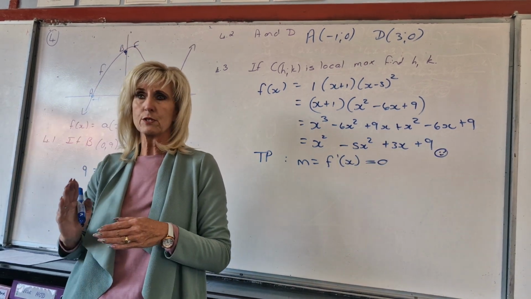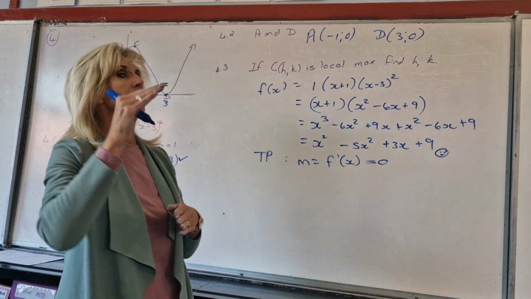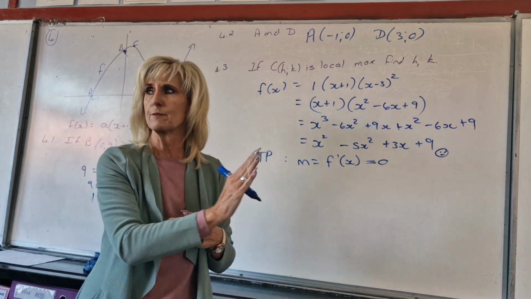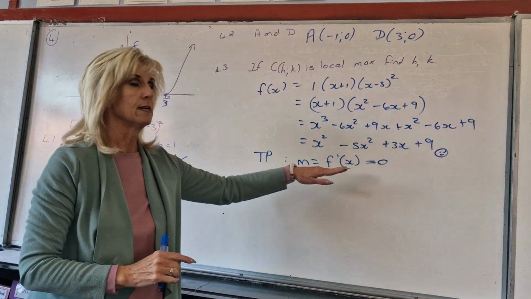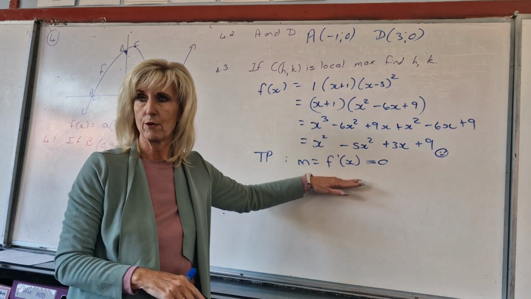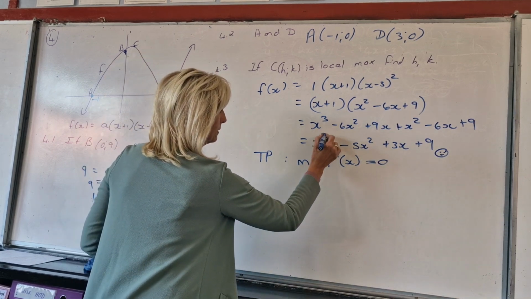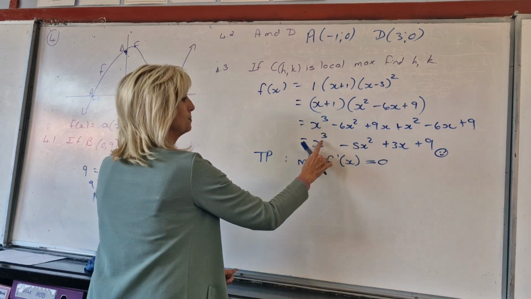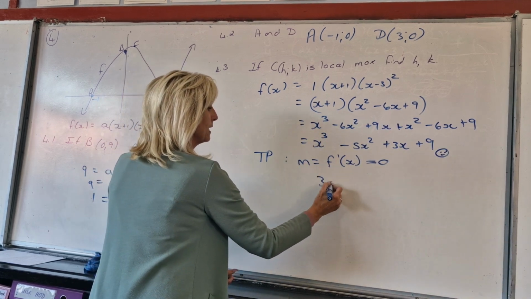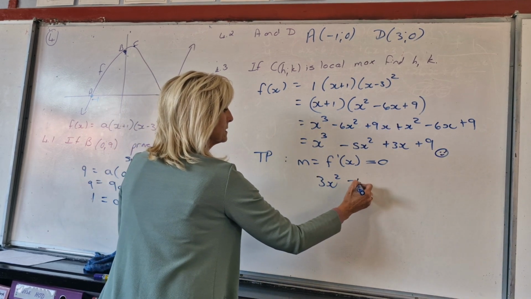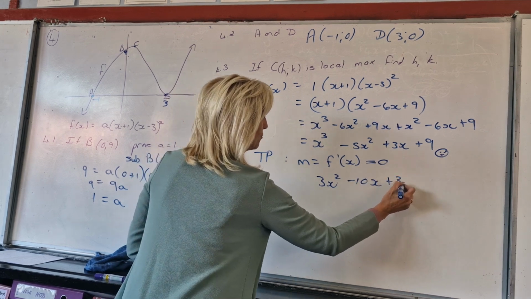The gradient goes positive, positive, positive, negative, negative, negative, positive, positive. But where it turns, the gradient is 0. Knowing that should be a mark. Then we do the derivative. What is it? Oopsie. I saw you saw that. So it's going to be 3x squared minus 10x plus 3.